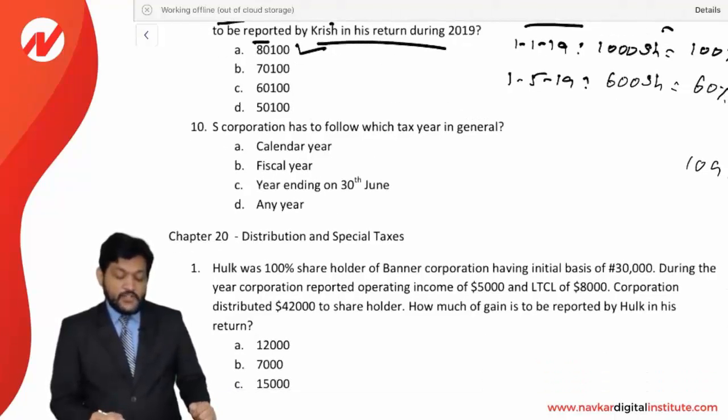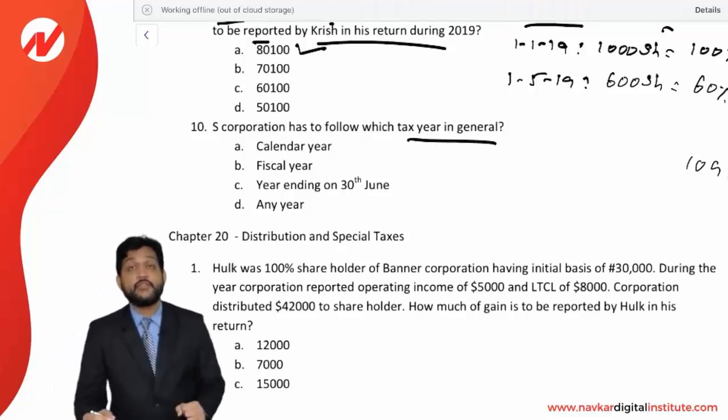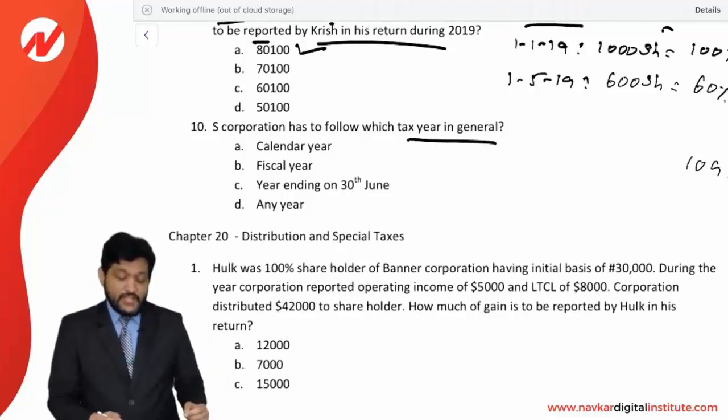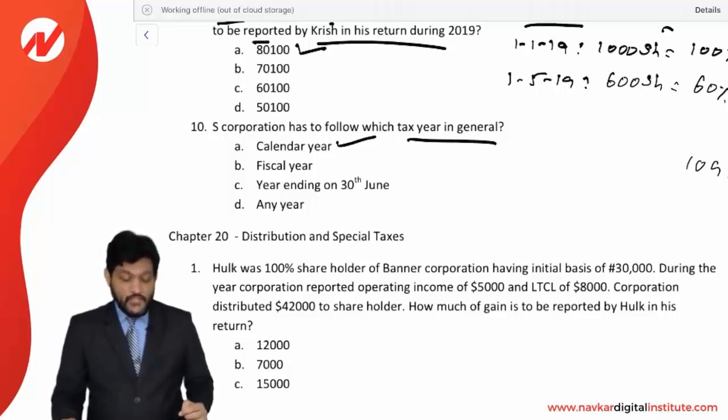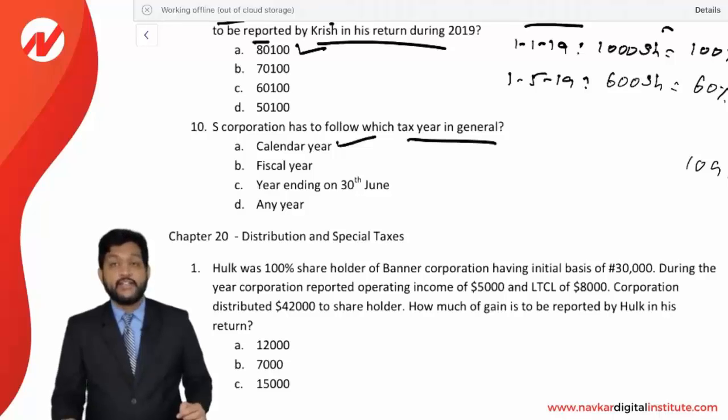Next, S corporation has to follow which of the following years in general? Okay, which year is generally followed by an S corporation? That is a calendar year. So A is the correct option. That's a very simple answer. So friends, these were the MCQs for chapter number 19.